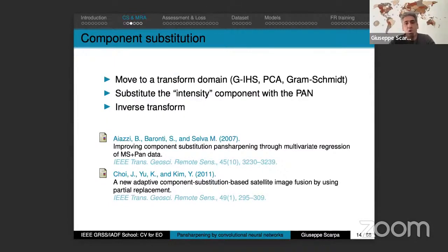Okay, so component substitution methods are based on a very simple idea. There is the substitution of one of the MS components with the PAN component. To do this, the multispectral image is first interpolated, resized to the PAN scale, and then a suitable transformation is applied, for example, principal component analysis or generalized intensity, hue, saturation, Gram-Schmidt, or other transformation. Once the MS is transformed, the related component, mostly related to the intensity, is exchanged with the PAN component before an inverse transform brings the image back to the original multispectral domain.